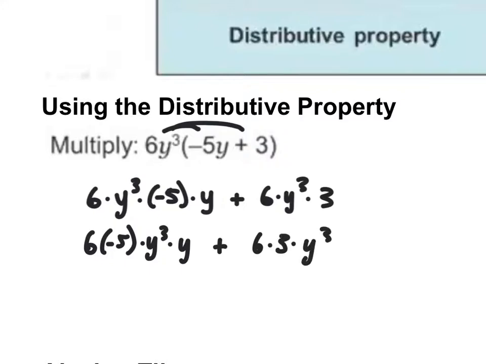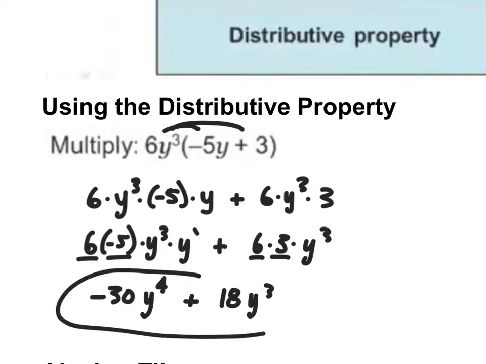Okay, so now you multiply your numbers together. So 6 times negative 5 is going to give us negative 30. And then if I take y cubed times y, my exponent up here is 1, meaning we need to add our exponents. So this is really just going to give me y to the 4th power. Okay, and then plus 6 times 3 gives me 18. And then I have y cubed. And this is my answer. Okay, this is the product.